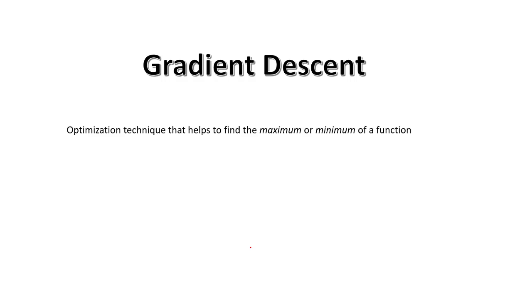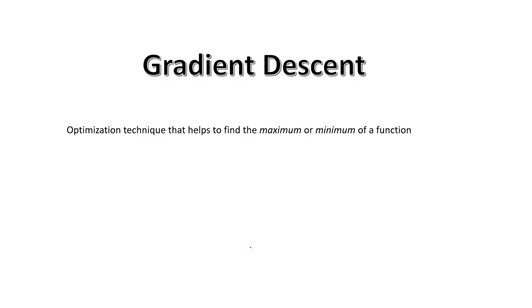What is the error function? Error function is a function that computes the error made by the machine learning model. That is the difference between what the machine learning model has predicted versus what the true value was.